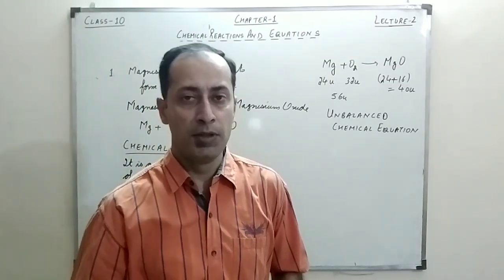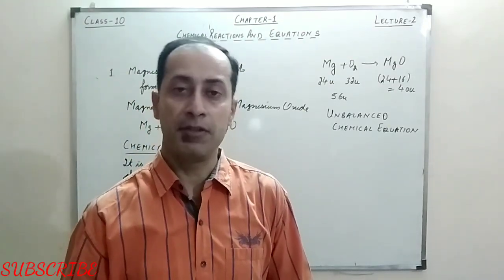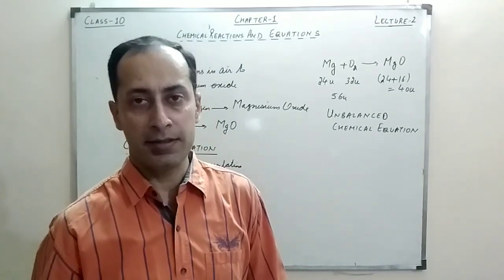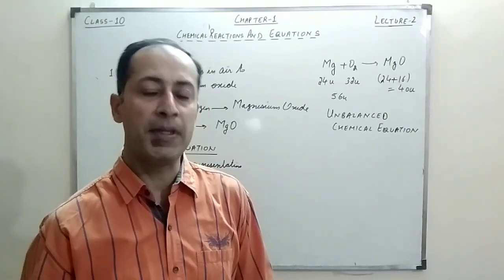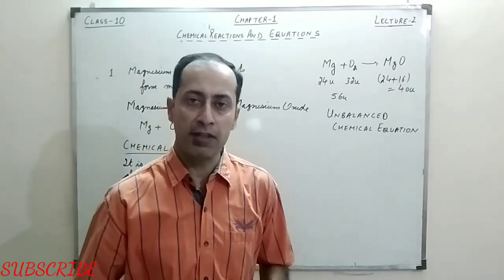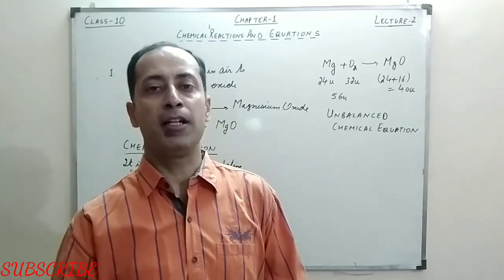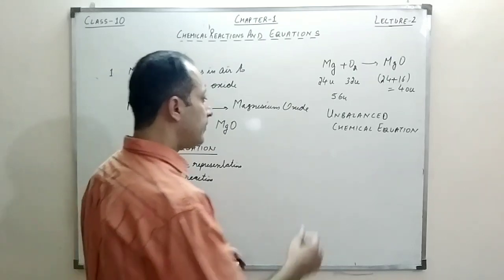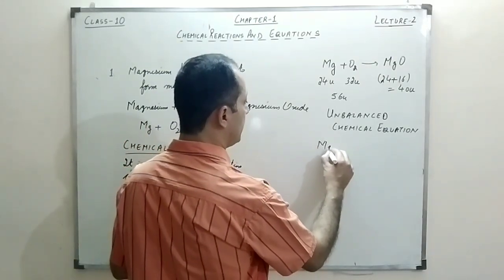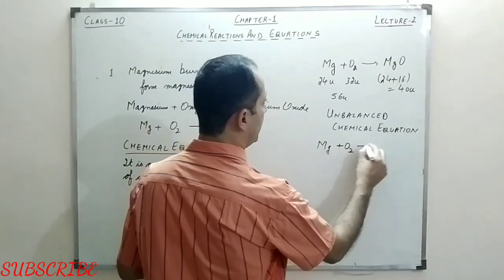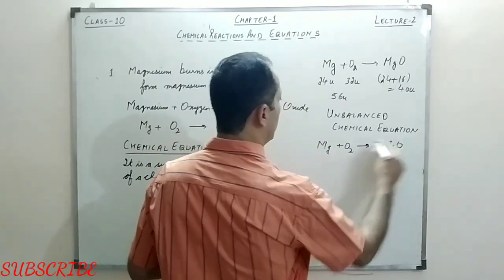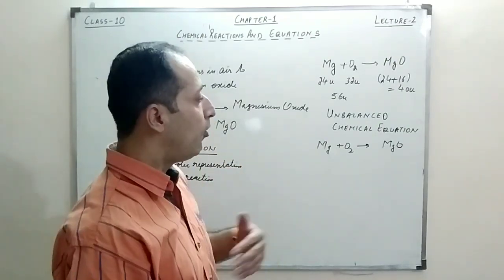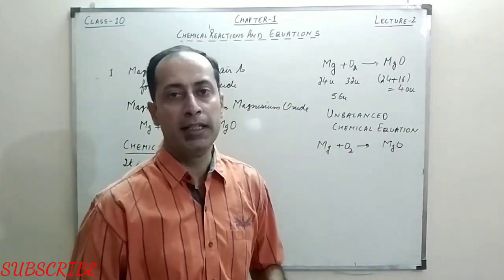Now what we have to do is satisfy the law of conservation of mass. So to satisfy the law of conservation of mass, we have to balance this equation. Now how can we balance? Basically, our main motive will be to balance the number of atoms of each element on both sides. Right? So what can we do? Let's see here. Magnesium plus oxygen forming magnesium oxide. Now if you see, the number of atoms of oxygen on the left side is 2. I want that on the right side also there should be 2.